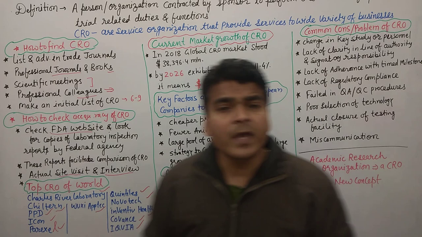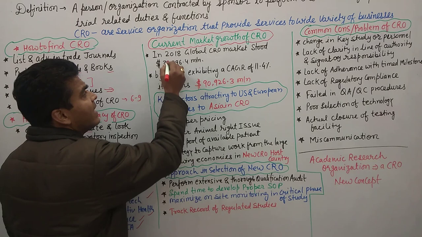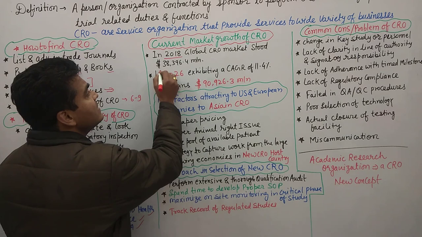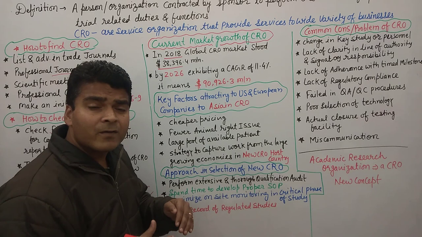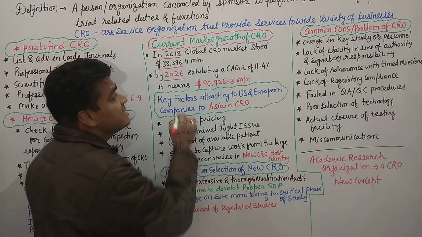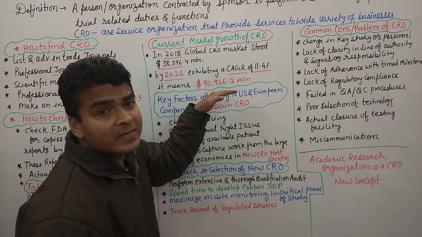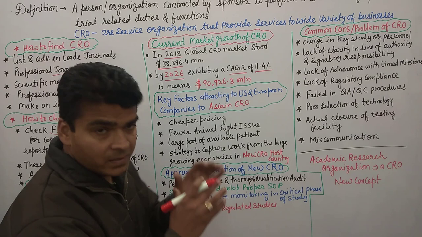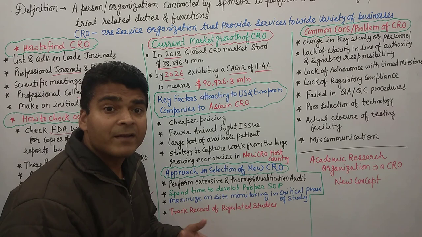Okay, now looking at the current market growth of the CRO: why is the CRO on the rise, and what is the current market growth? If you look at the data, in 2018 the global CRO market stood at almost $38,396.4 million. This is a very huge amount, as we know. And one forecasting study says that by 2026 the CRO industry will have an 11.4% CAGR, which means it will reach $90,926.3 million. This is a very huge amount, you know very well. So this is about the growth, and from this data you can see how many jobs may be available in these CROs. Clear, everyone?